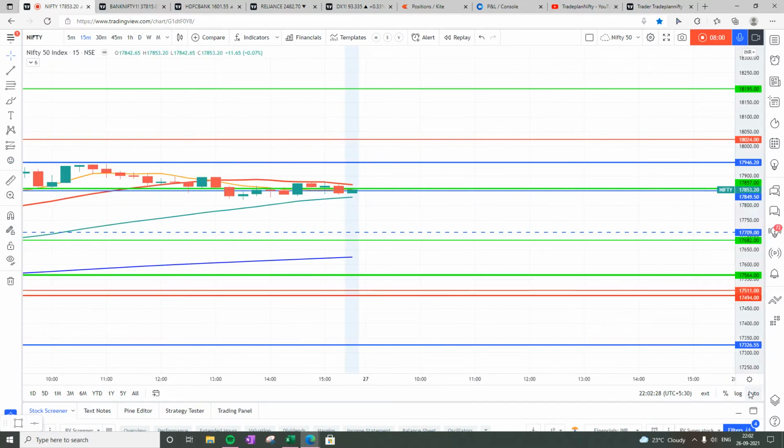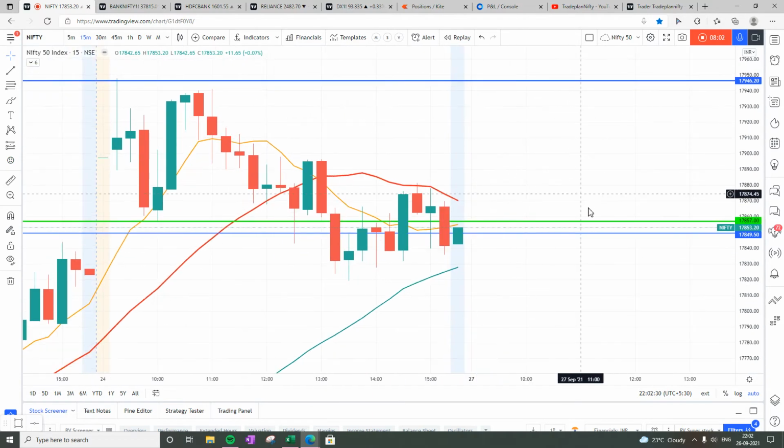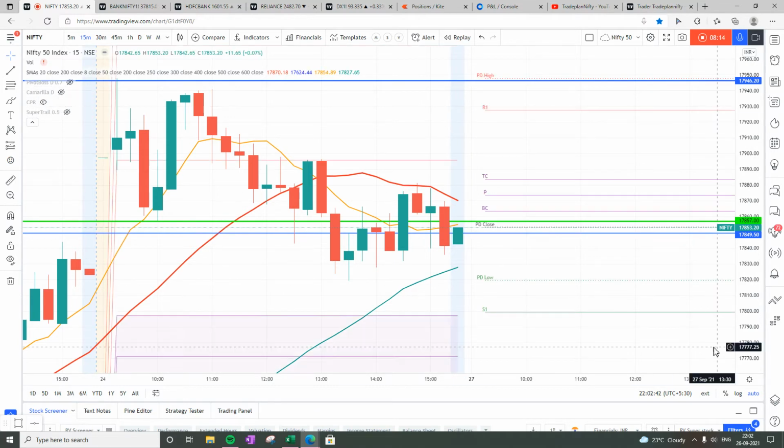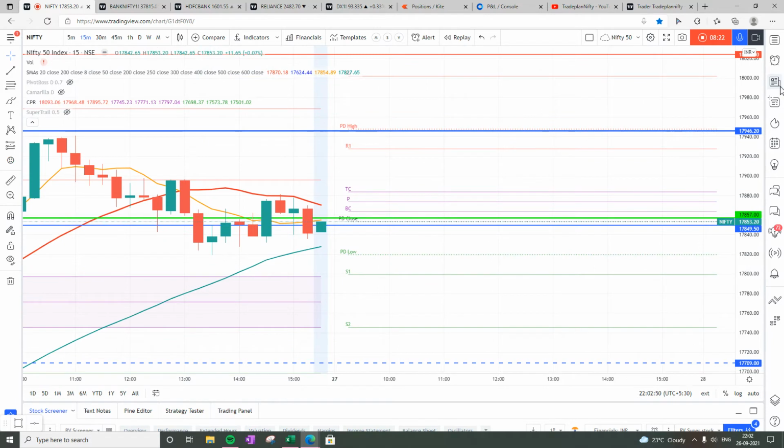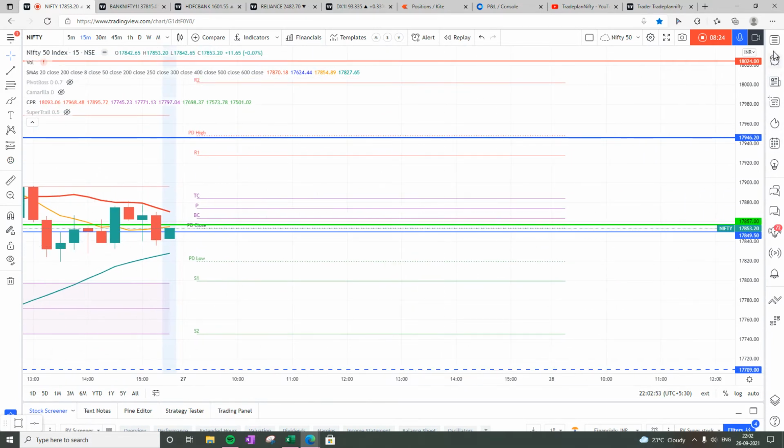On the 15-minute chart, we see that Nifty has shown some sign of reversal at this top zone, and on Friday it closed below 20 and below 8, so definitely in a downward direction. And when we look into market profile, we see that for Monday, market profile is above Friday's market profile. So here the trend is up. Now it all depends upon where the market will open.